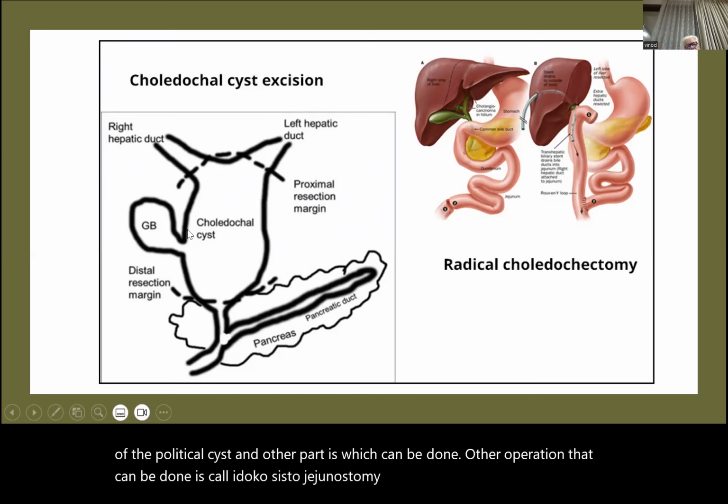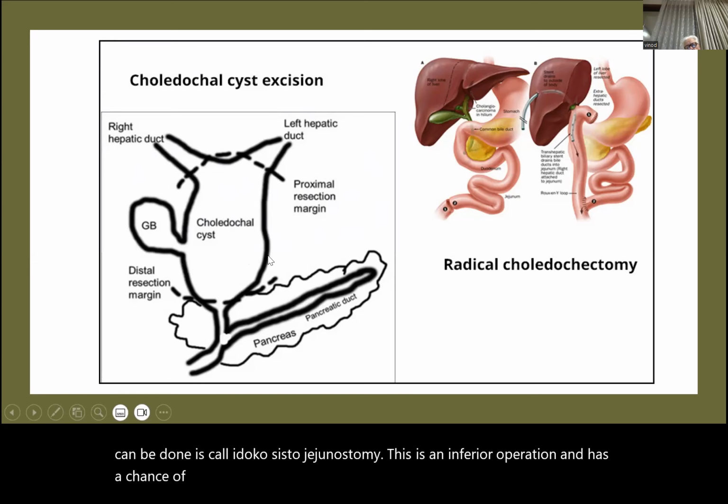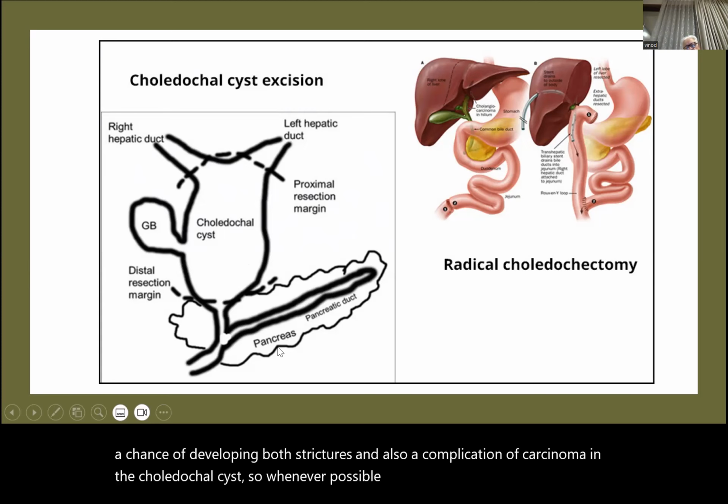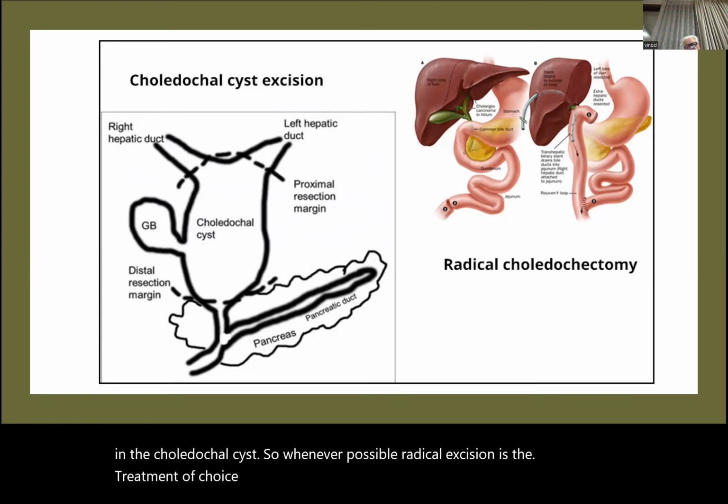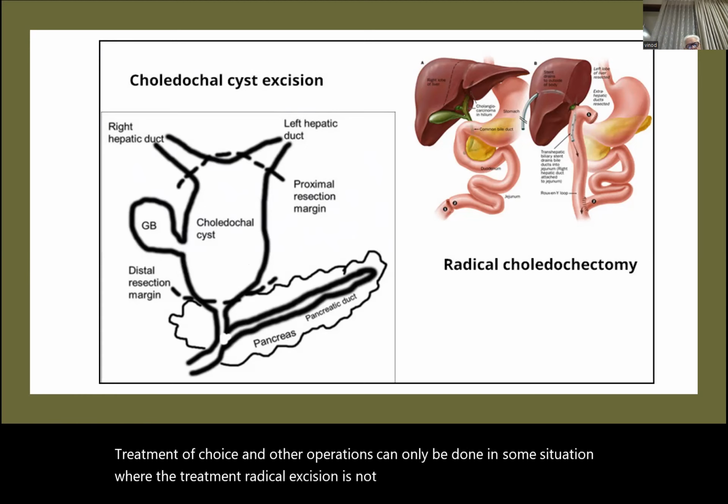choledochocystojejunostomy. This is an inferior operation and has a chance of developing both strictures and also a complication of carcinoma in the choledochal cyst. So whenever possible, radical excision is the treatment of choice, and other operations can only be done in situations where radical excision is not possible. So that's all that you need to know about choledochal cyst.